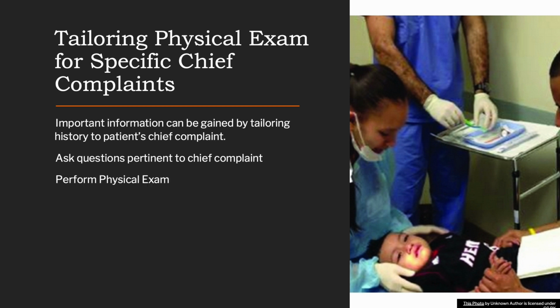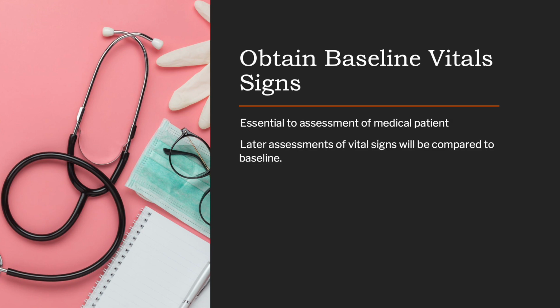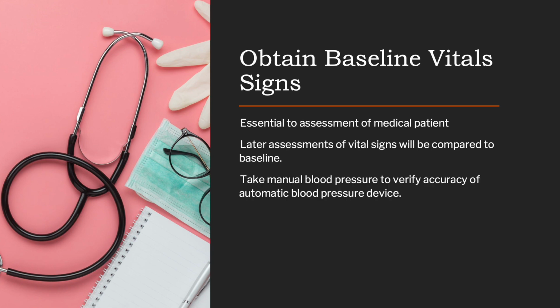Do the physical exam. Palpate their abdomen. It's usually pretty brief. Try to do what hurts last. And then examine areas based on chief complaint. Get your vital signs. So this is essential to every medical patient. Later assessments of vital signs get compared back to these baselines. In order for there to be a trend, like we talk about in Chapter 13, you've got to have 3 sets of vitals. But baseline vitals are what start us towards everything else.